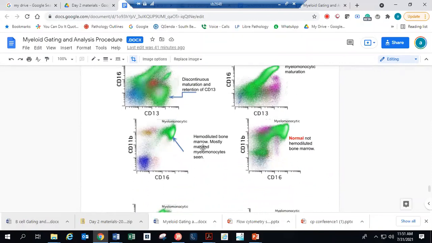Hemodiluted marrow. So in a hemodiluted marrow, it will be mostly mature myelomonocytes that will be there. So basically the CD16 spectrum that should be there will be lost. CD11b is more of a mature marker as well. So basically the mature myelomonocytes will be there in case of hemodilution, right? And this is a normal, not hemodiluted. So basically there is a spectrum for CD16, there is a spectrum for CD11b, and when it is hemodiluted, it is more of the mature spectrum, so the rest is lost.